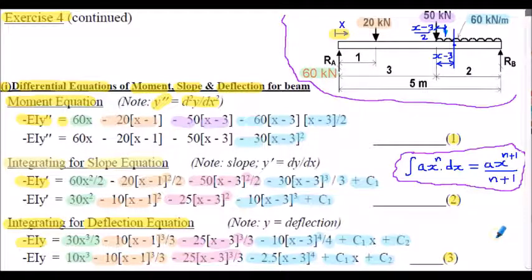These are termed general solutions because I have the constants of integration within them. So what I need to do now is find my boundary conditions, apply my boundary conditions and solve for the constants, and that will produce my particular equations that I can then use to solve for slopes or deflections anywhere I like along the beam.